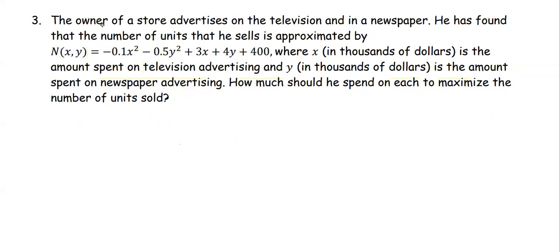In this example, we are going to look at the application of the local max, local min, or the local extrema for functions of two variables. The owner of a store advertises on the television and in a newspaper. He has found that the number of units that he sells is approximated by the function n(x, y) = -0.1x² - 0.5y² + 3x + 4y + 400, where x in thousands of dollars is the amount spent on television advertising, and y in thousands of dollars is the amount spent on newspaper advertising. How much should he spend on each to maximize the number of units sold?